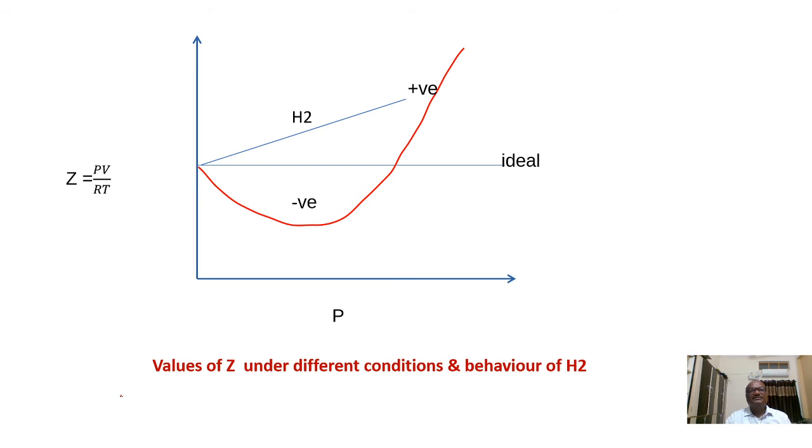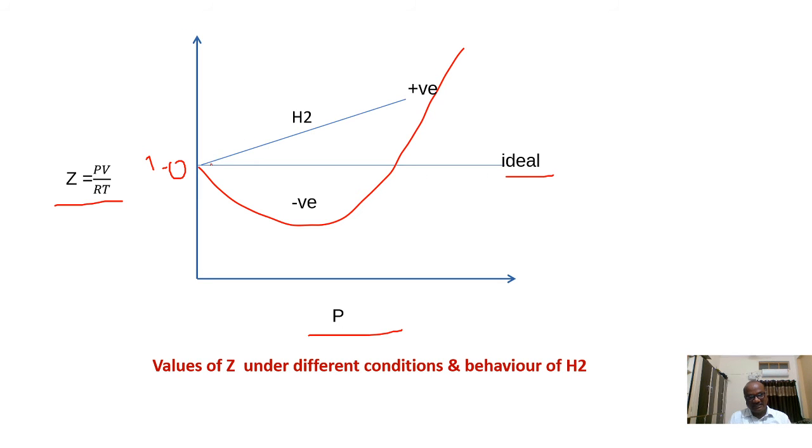Next, you see this graph. This discussion can be seen in this graph. The graph is drawn between Z versus P, that means the compressibility factor versus P, where Z is equal to 1.0. So that is the ideal gas equation, that represents the ideal gas.